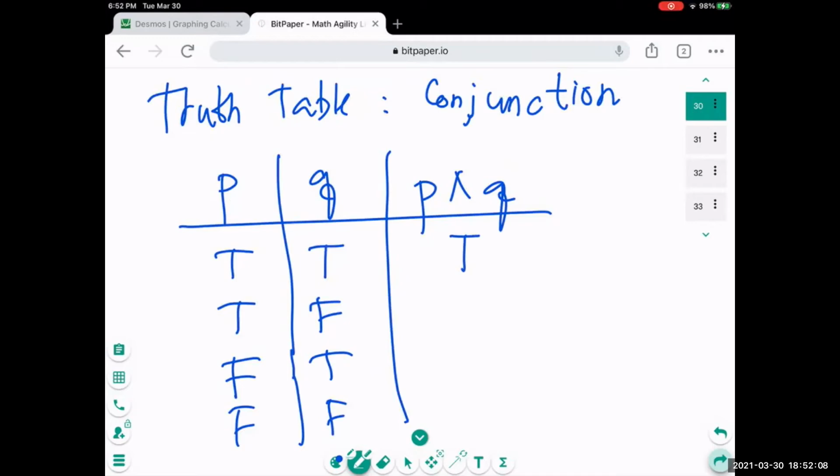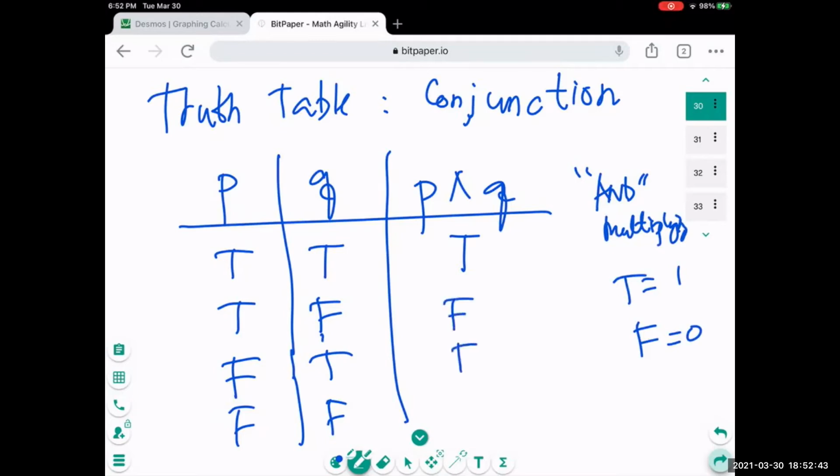So we can say that this conjunction is like multiplying, right? The value of true is 1 and false is 0. Of course, when we multiply with 0, the answer is still 0, right? So if false is 0 and we multiply it by any number, whether 1 or higher than 1, it is still false. So the rest of the truth table would give us false.